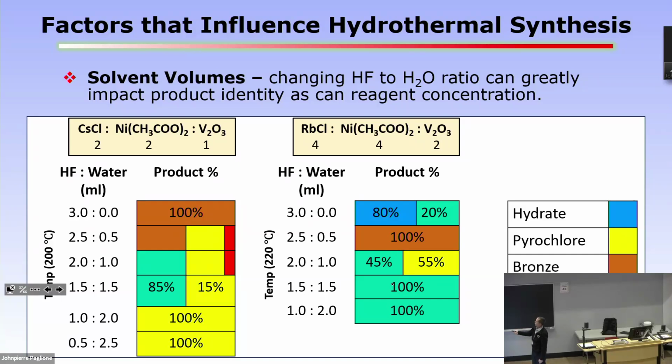So at 3 mils of HF and no water, you make a hexagonal tungsten bronze structure. If you go down in ratio, then you stabilize an oxyfluoride and a pyrochlore and impurities. Impurity means we don't know what it is. Otherwise, we would have told you on the thing. So maybe a new phase. And then at the lower ranges, you get all of the pyrochlore.